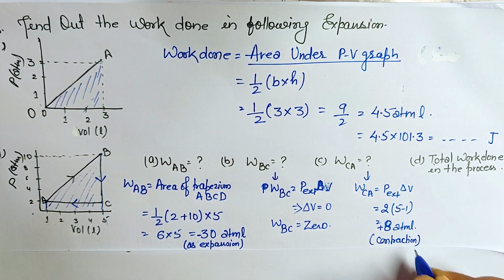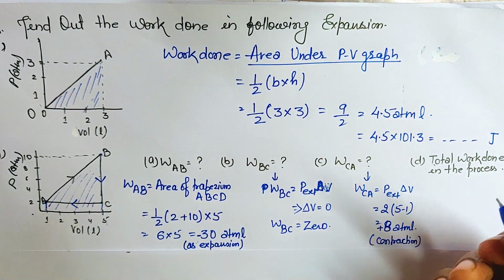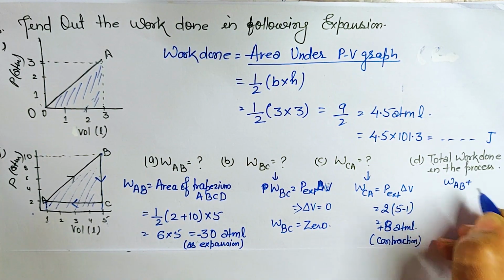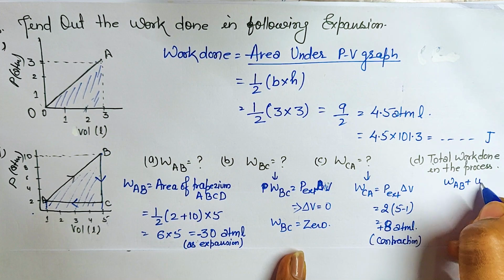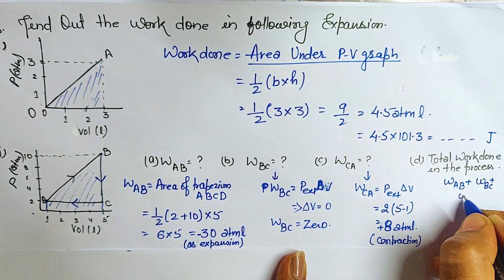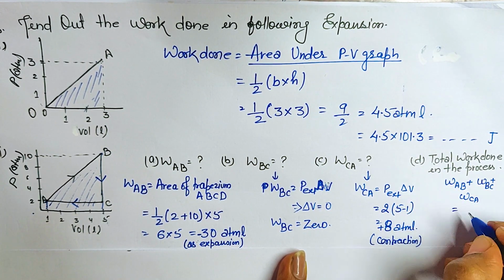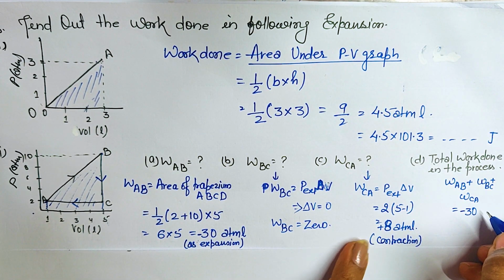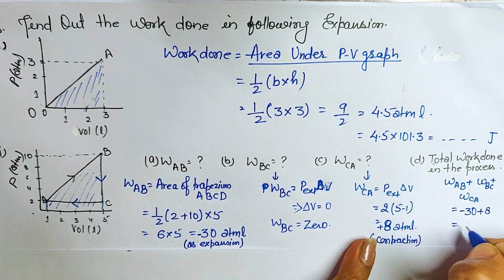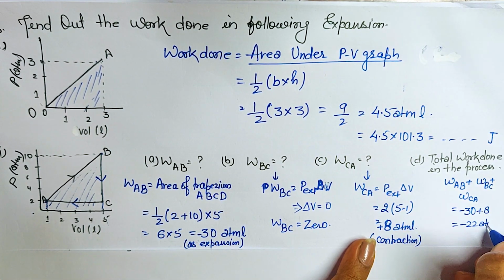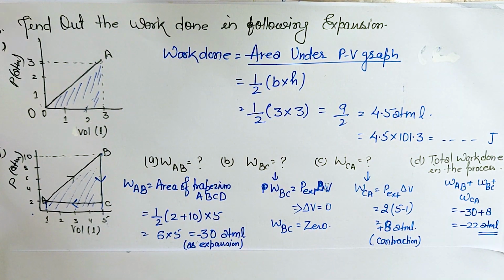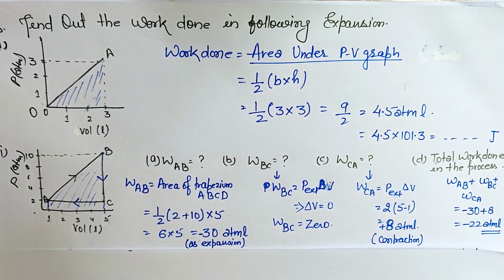So what will be the total work done? The total work done will be W_AB plus W_BC plus W_CA, and we are getting minus 30, and plus 8, so this is minus 22 atm liter, isn't it? Got it? Okay, one more thing.